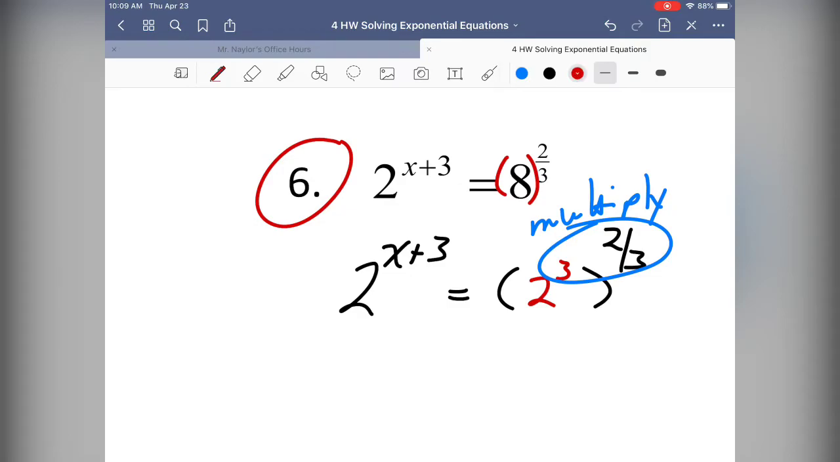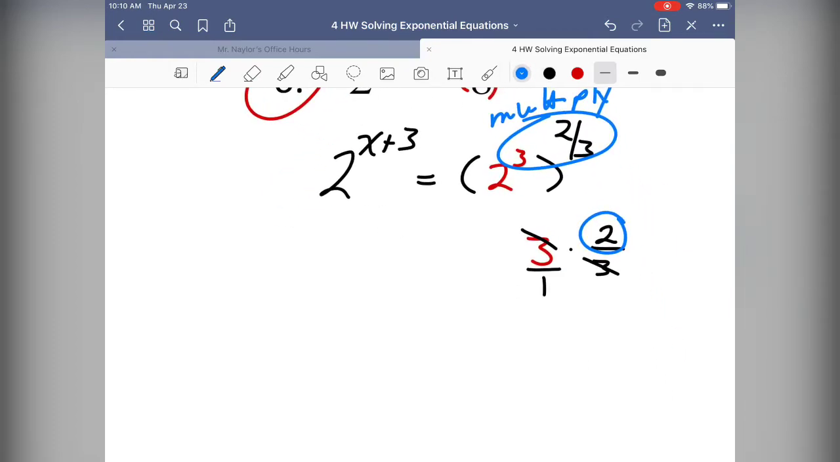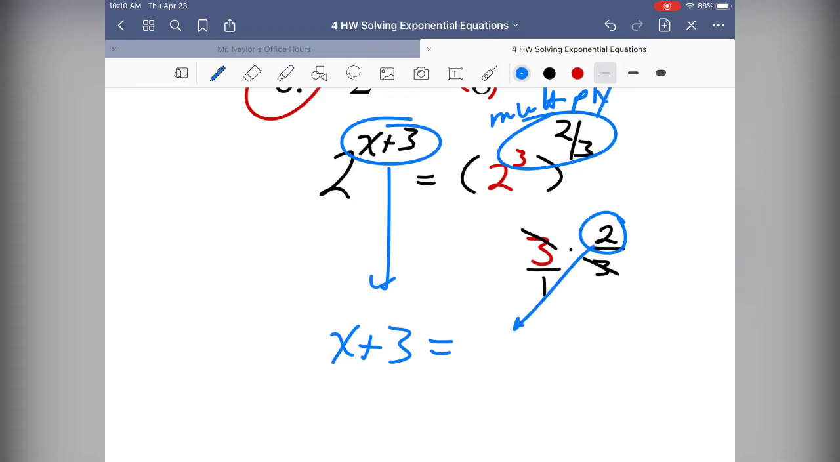So how do you multiply 3 times 2/3? Well, maybe you want to think of it as 3 over 1 times 2/3, so that your 3's can cancel, and you're just left with 2. Now understand that 2 is the exponent, and that would have to equal this exponent. X plus 3 is going to have to equal this 2, and that's why x equals negative 1.